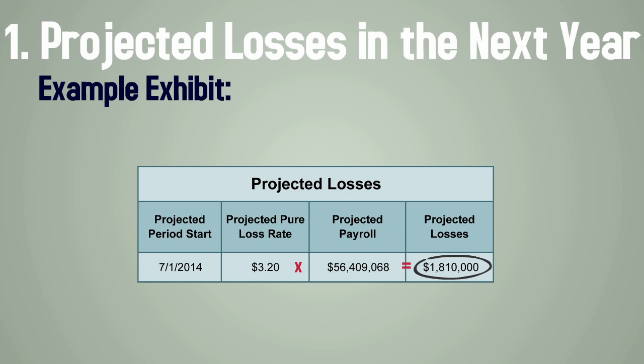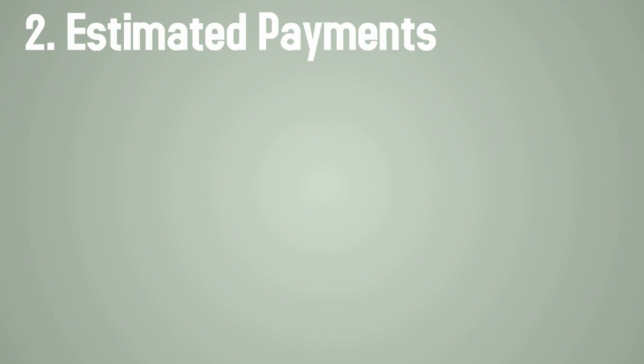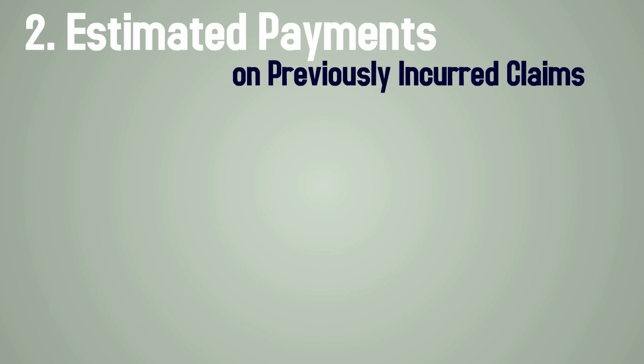And just as a reminder, remember that the $3.20 pure loss rate is per $100 of projected payroll. The next step is to look at the estimated payments on claims that have occurred in the past policy periods but that will be paid during the upcoming policy period. So we look at a table of expected future payments, which may also be referred to as a cash flow analysis, and this would be included in your Sigma Actuarial report.